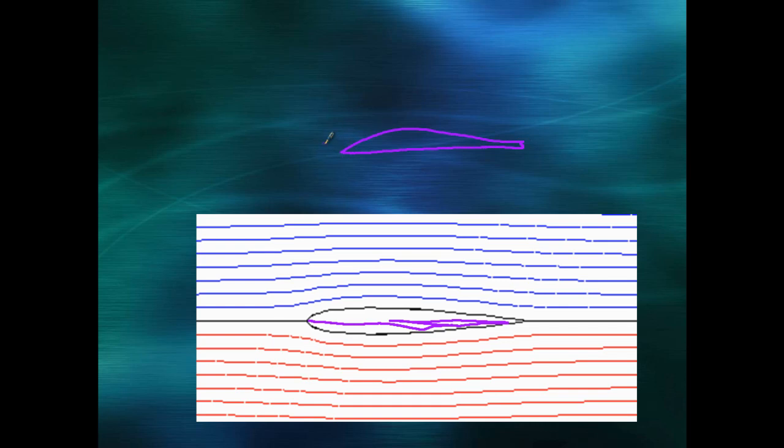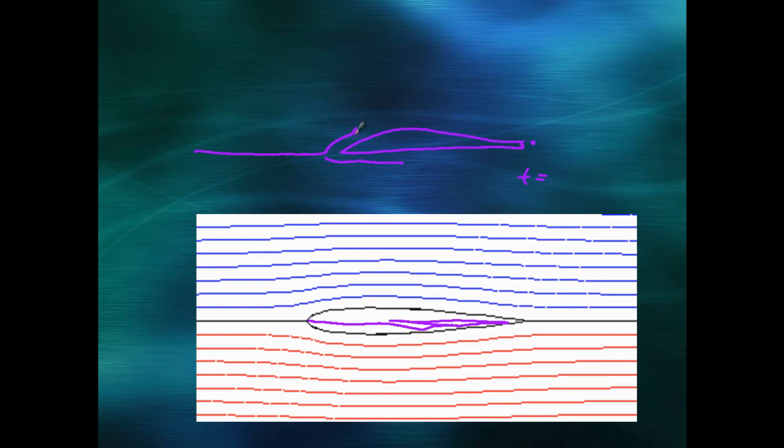So as the air comes towards the wing, some of it's pushed over, some of it just goes underneath. Now the air up on top of the wing has a greater distance to travel than the air on the bottom of the wing, but they're going to reach the back of it at the same time. So time is equal.